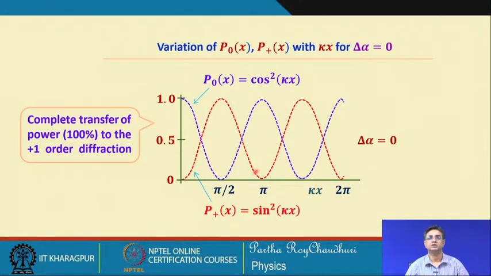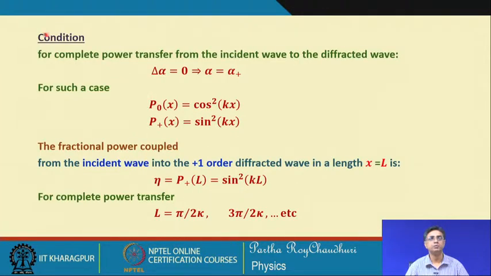So this is the purely Bragg condition when delta alpha equals 0, and you can see that complete transfer of power, 100%, to the first order diffraction is possible if the diffraction is under the Bragg condition. This condition is that alpha will be very close to alpha plus, but for the sake of this calculation, alpha is equal to alpha plus.